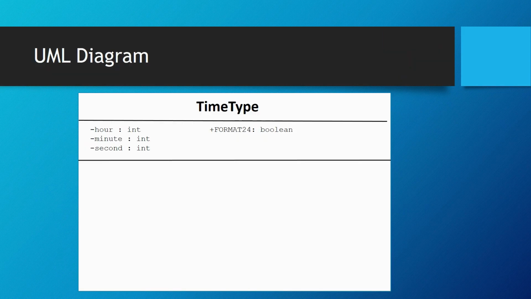Here is the UML diagram, the Unified Modeling Language diagram for the time type. Notice, this is a big box broken into 3 pieces. The top piece is the name of the data type, or the name of the class. The middle section contains all of the variables, or data attributes. The bottom section will contain all of the methods or behaviors. The minus sign indicates that they are private. The plus sign indicates that they are public. Each one is declared, followed by a colon, followed by its data type.